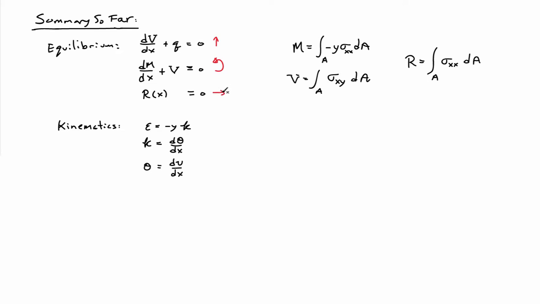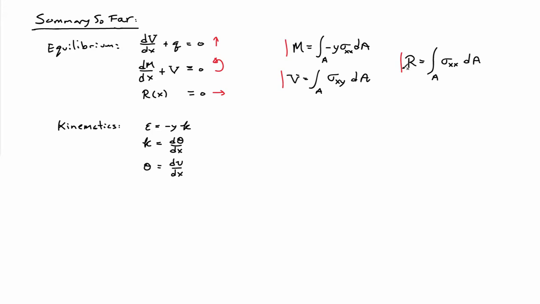For each one of these internal resultants, M, V, and R, we have connections between them and the stresses on the cross sections. So we have these integrals over the cross-sectional area: the bending stress times the lever arm gives us the moment, the integral of the shear stress gives us the shear force, and the integral of the bending stress without any lever arm gives us the axial force.